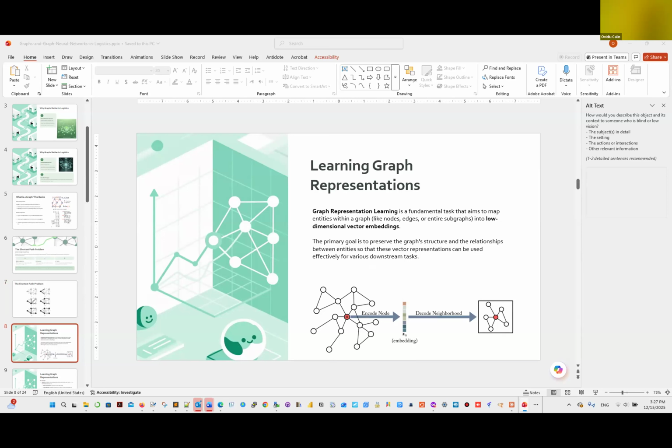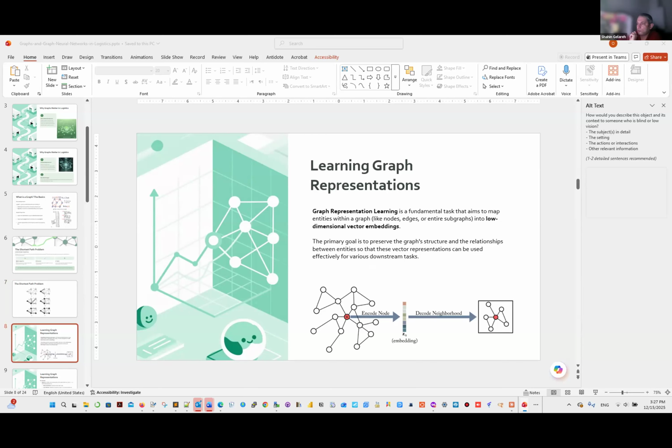Well, there is a concept in machine learning. It's called learning graph. I mean, in general, there is a concept called learning graph representation. So the idea is to extract some sort of information from components of the graph and be able to reconstruct it later.